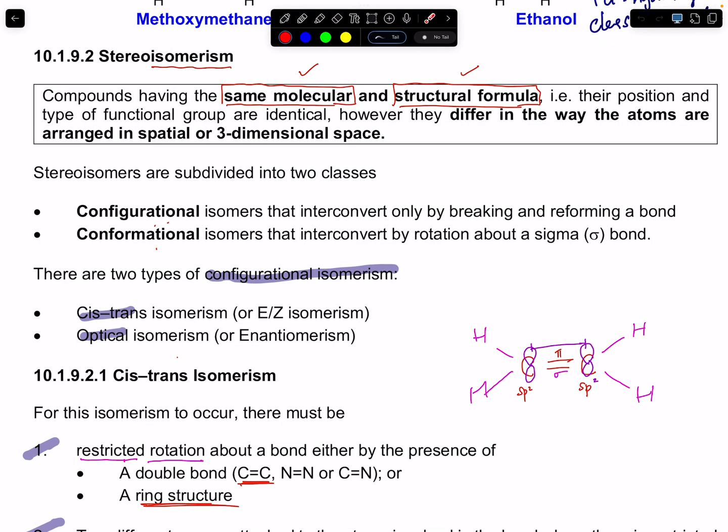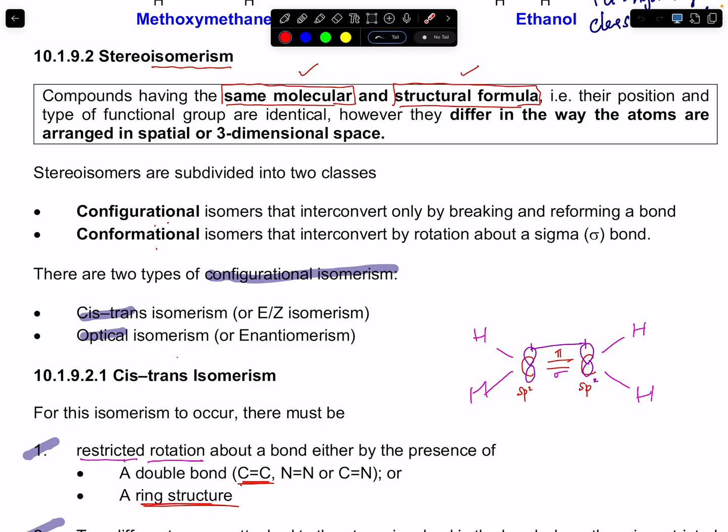Okay, so for the chapter of stereoisomerism, we will be covering compounds that not just have the same molecular formula, but they indeed have the same structural formula. All right. However, the only thing that they differ in is the arrangement of their atoms in three-dimensional space. Okay. Now, there are two types of stereoisomers. Number one is called configurational, which is what we are going to cover in today's lesson.